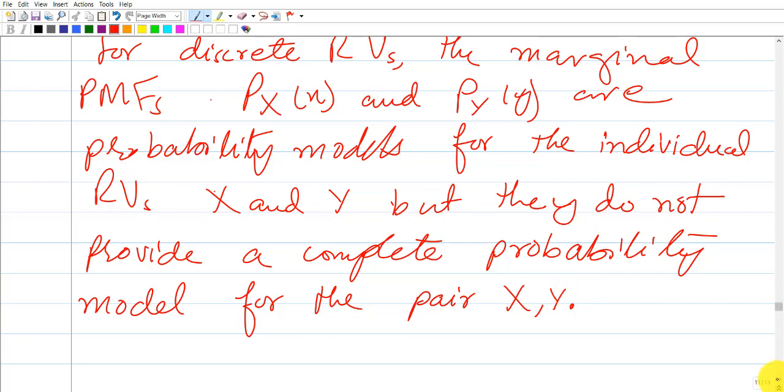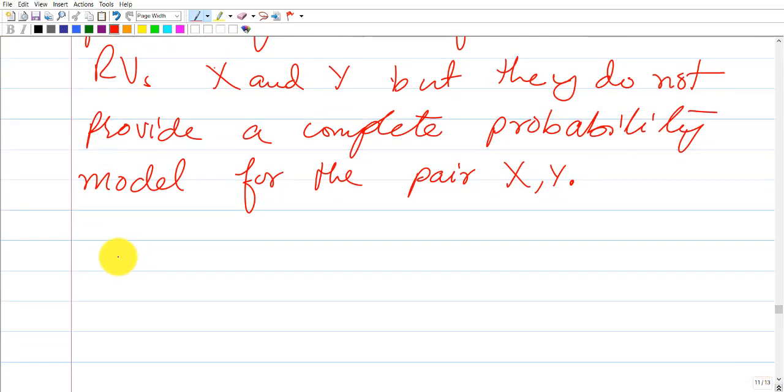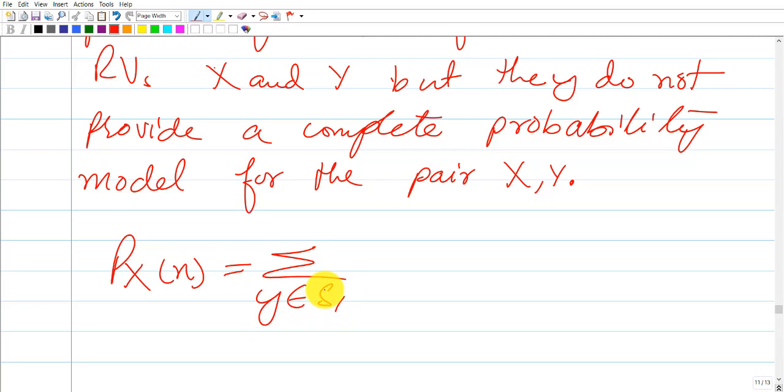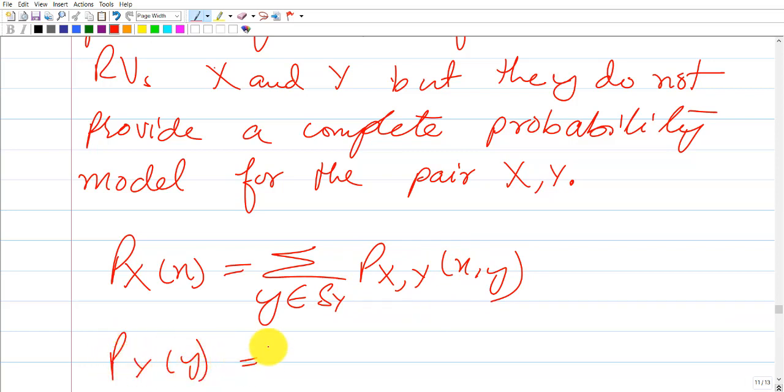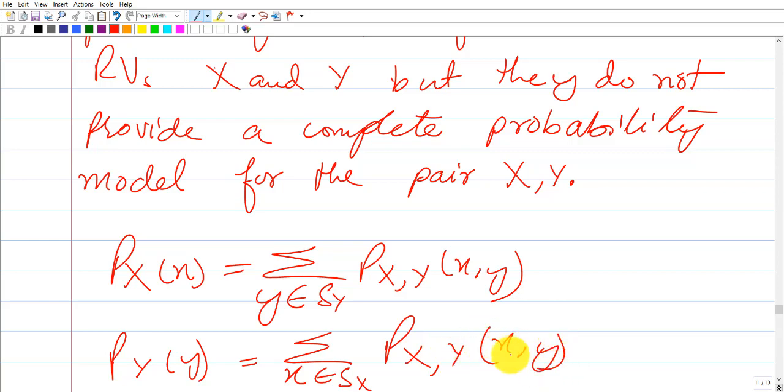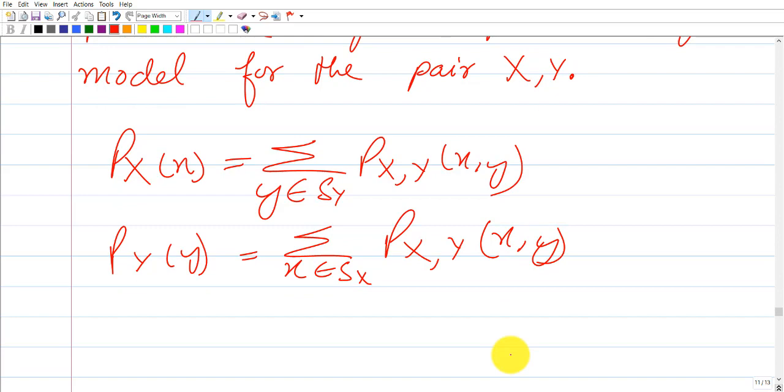So we can define them mathematically as P_X(x) is the summation over y that belongs to the range of Y of P_XY(x, y), and similarly the marginal PMF of Y will be the summation over the range of X of the joint PMF. So let's look at an example.